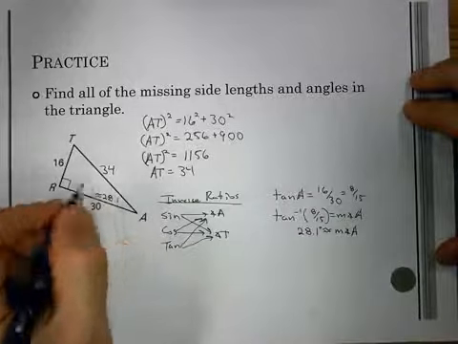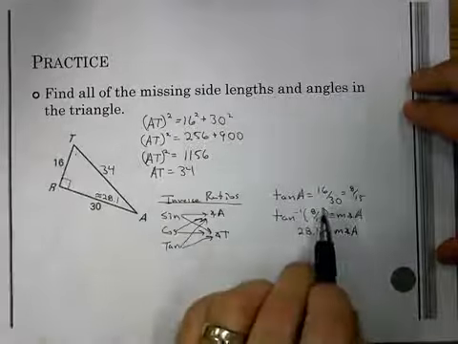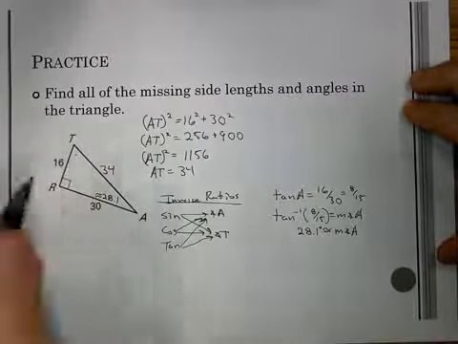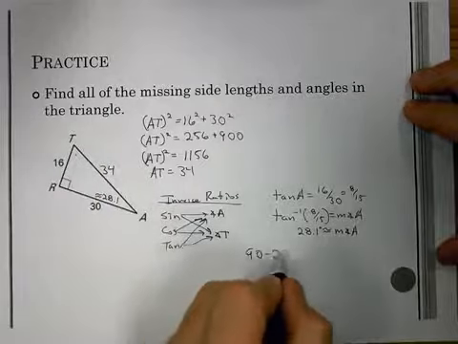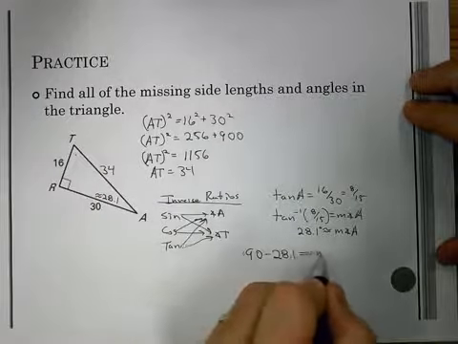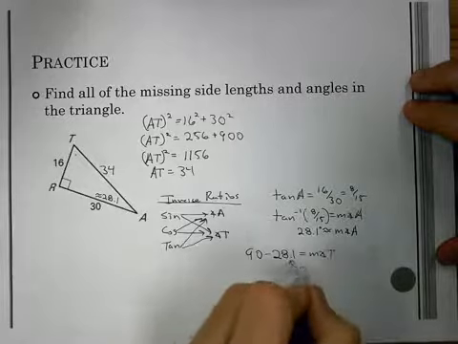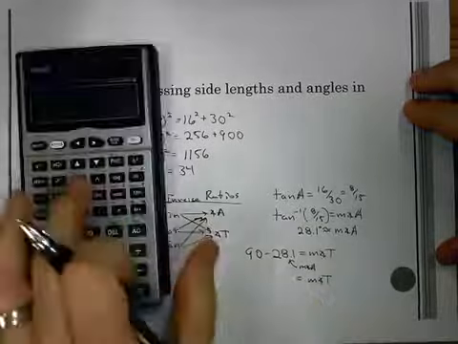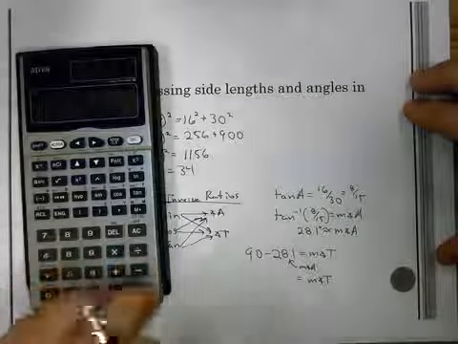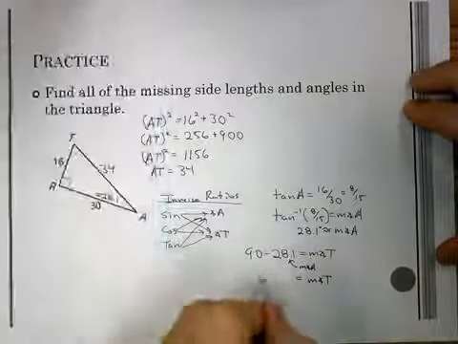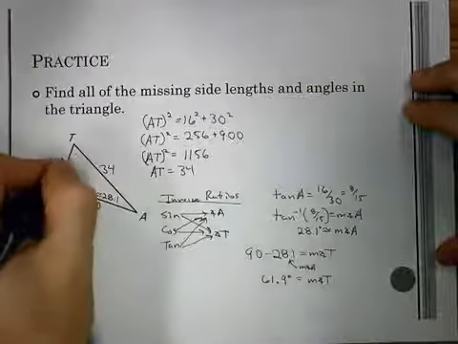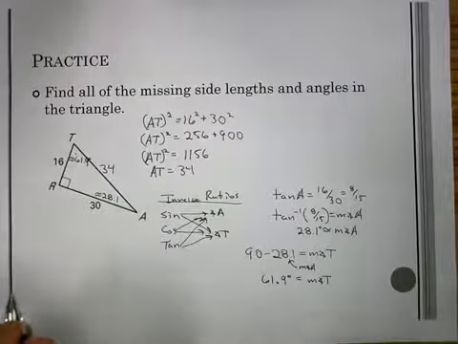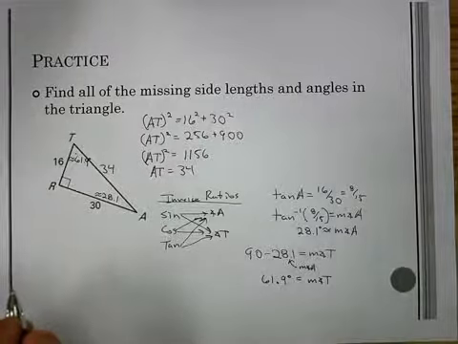Now, I could do tangent of T, which is 30 over 16. I could do sine or cosine of T also, but we could kind of do the shortcut and say, well, 90 minus 28.1 is equal to the measure of angle T, because this is the measure of angle A. So 90 minus 28.1 gives us 61.9 degrees, which we're going to say is approximately angle T. So we were able to find all the parts. We went Pythagorean theorem and then inverse ratios to get from the sides to the angle.